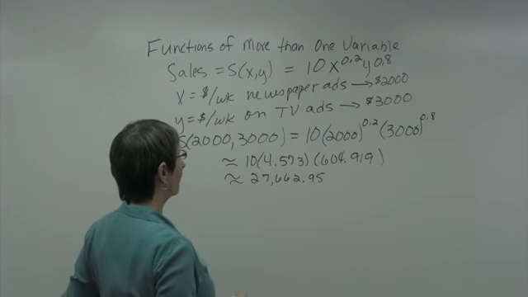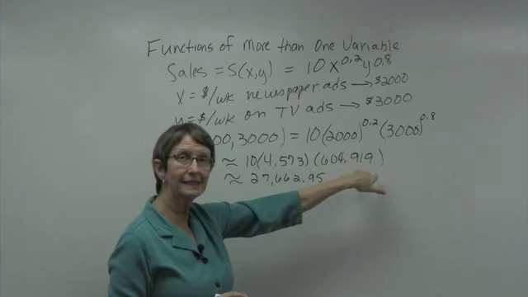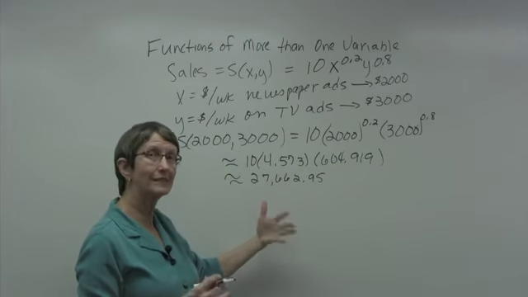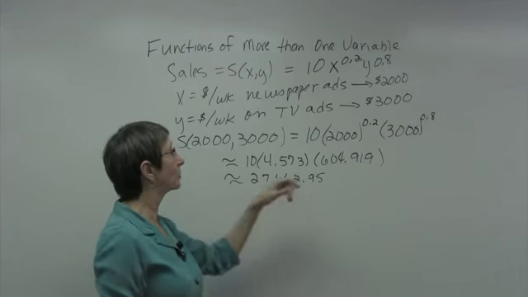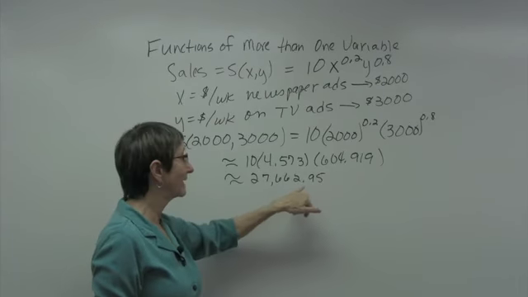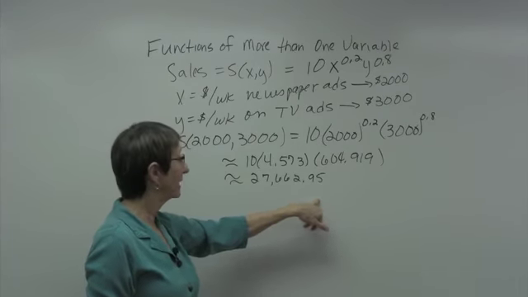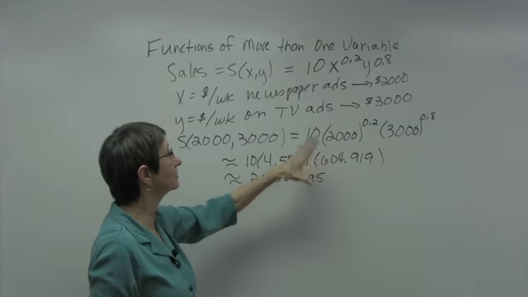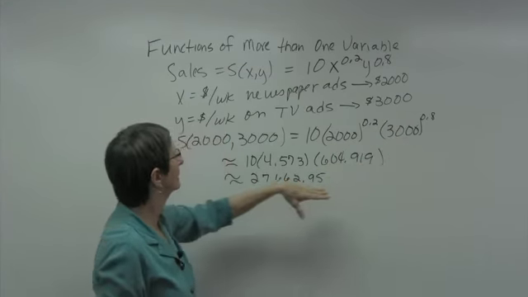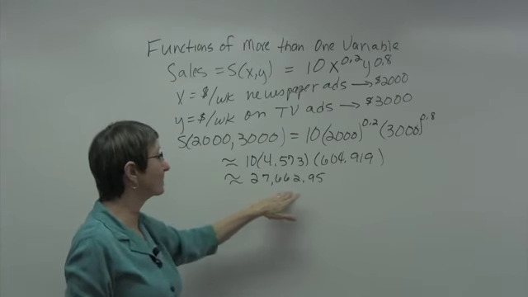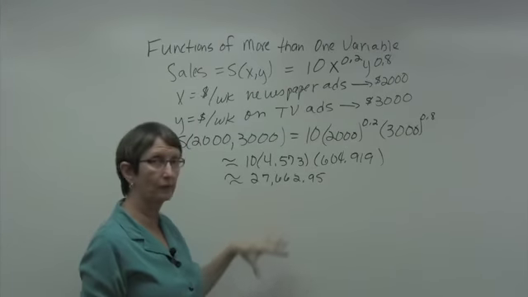$95. Now, I worked in 3 decimal places because I wanted my answer in dollars and cents. Since it's 2 decimal places, I needed to allow for rounding. So always work in more decimal places than you expect in the final answer. And this is an estimate. If the company spends $2,000 on newspaper ads and $3,000 on TV ads, this is the amount of sales per week. All of these are per week values.